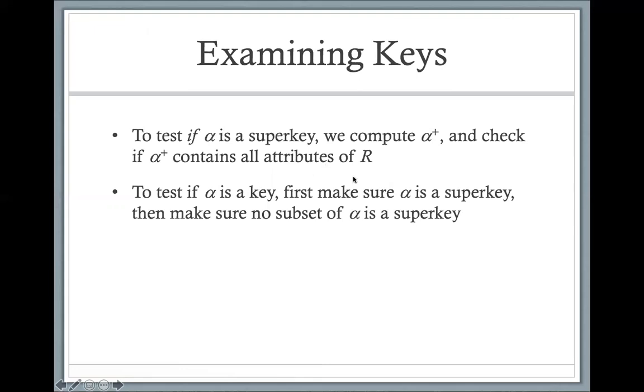To check if alpha is a key, first make sure it's a super key, so make sure that it determines all attributes in the table. Then make sure that no subset of alpha is a super key. So basically, I check every subset of alpha and make sure that it's not a super key. Yeah, very systematic.